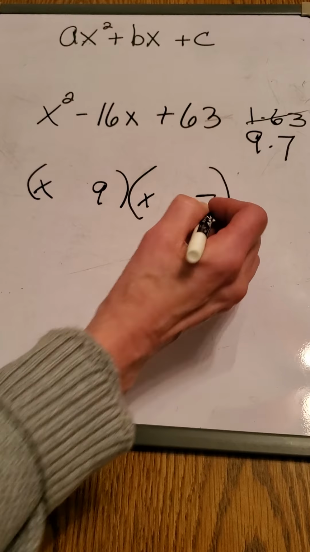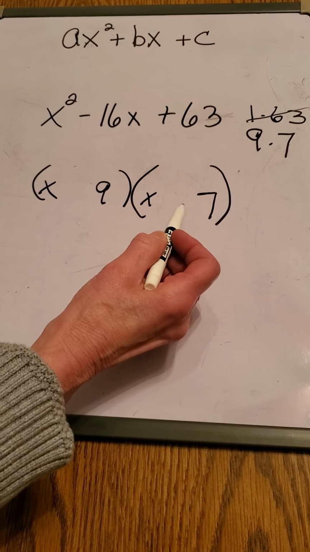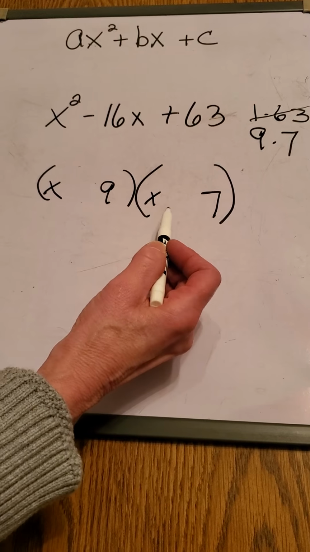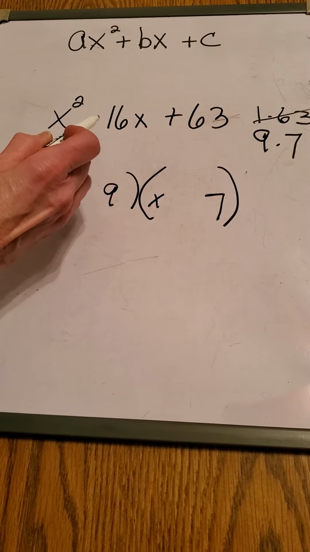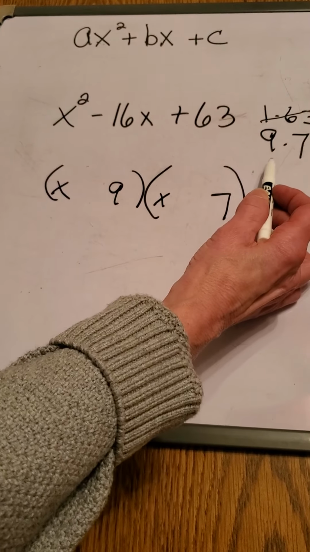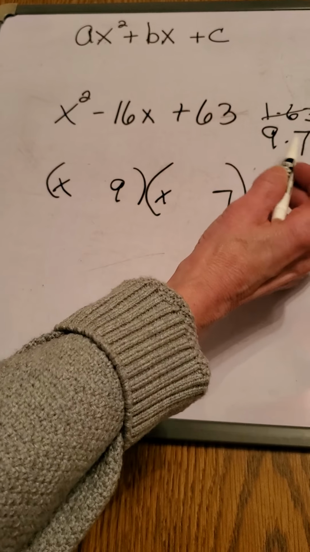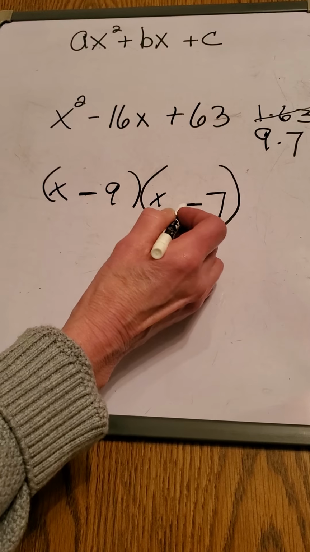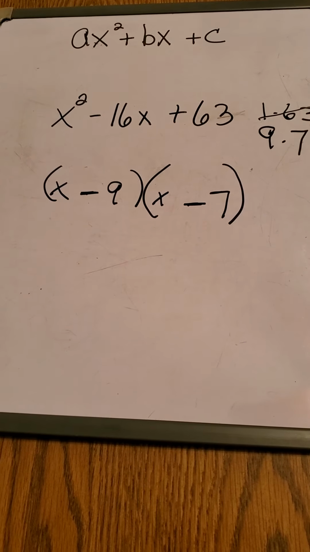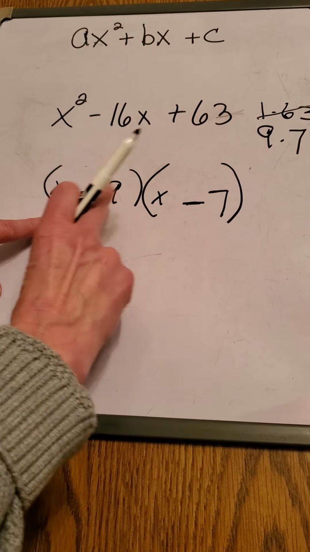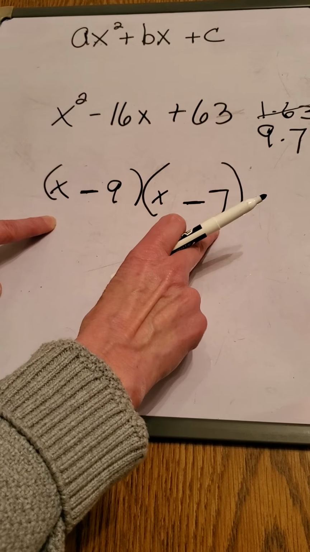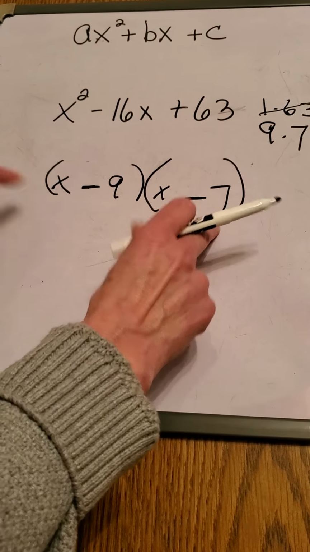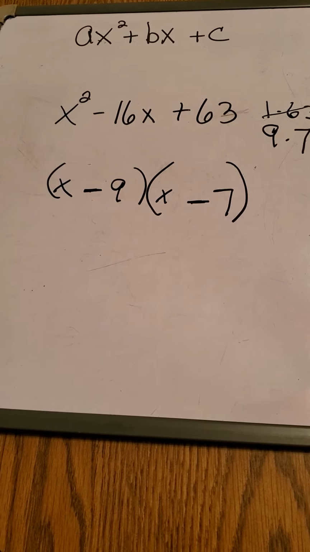Now I need to determine what is the operation that will go in front of each one of these terms. Well, I need to make negative 16. How can I make negative 16 with 9 and 7? They both need to be negative. So negative 9 and negative 7 gives me negative 16. But now I need to double check: if I multiply negative 9 and negative 7, I need to get positive 63, and there's my positive 63.